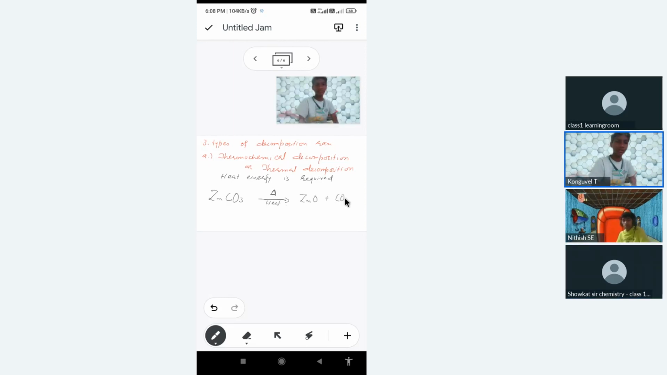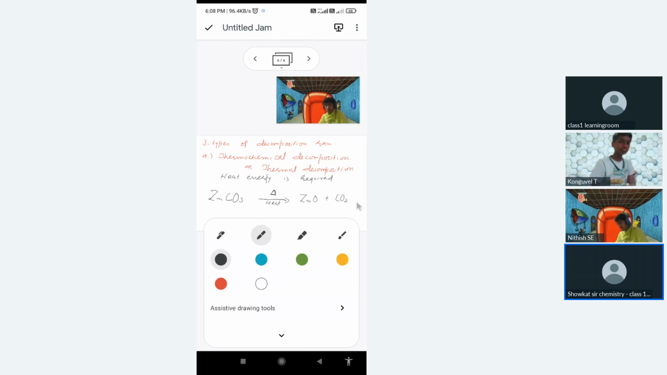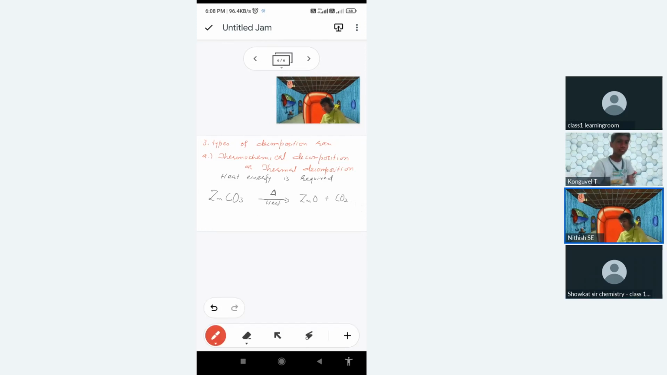Zinc oxide with carbon dioxide. Exactly, zinc oxide plus carbon dioxide. Right? Yes, sir. Okay, so similarly, if I'm having lead nitrate, that is Pb(NO3)2, it gives lead oxide, plus nitrogen dioxide plus oxygen.